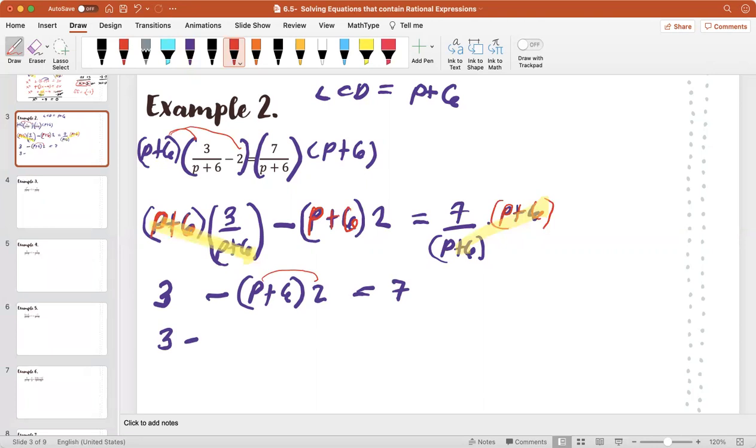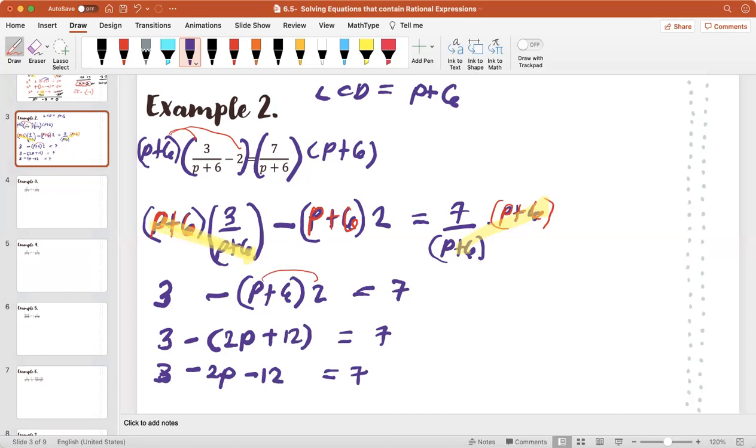But don't forget to enclose this with your parentheses. Still parentheses there. P times 2 is 2p. And 6 times 2, you have 12. It's still enclosed with parentheses. Because that's minus, what will happen to your signs? Inside your parentheses, you have 3. Your 2p now becomes negative 2p. And your 12 becomes negative 12 equals 7.